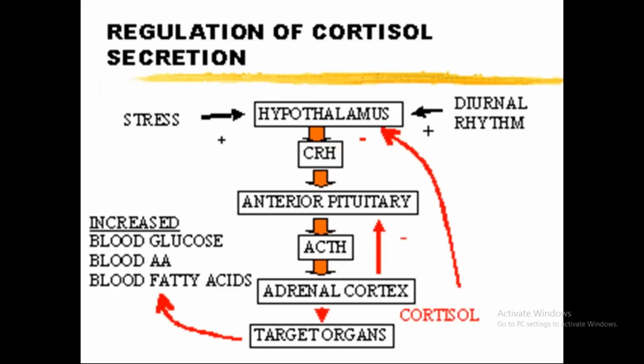See this one. The hypothalamus releases corticotropin releasing hormone, which acts on the anterior pituitary. The anterior pituitary releases adrenocorticotropic hormone, which acts on the adrenal cortex, and the adrenal cortex facilitates release of cortisol. If the levels are very high, this cortisol will go and inhibit the hypothalamus.